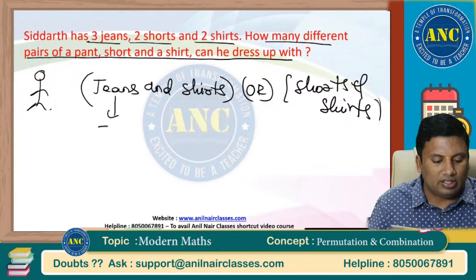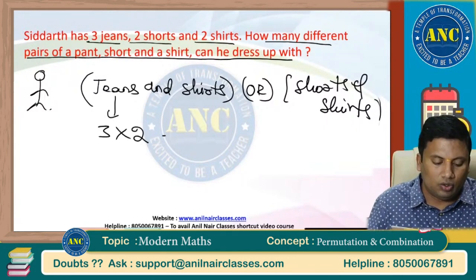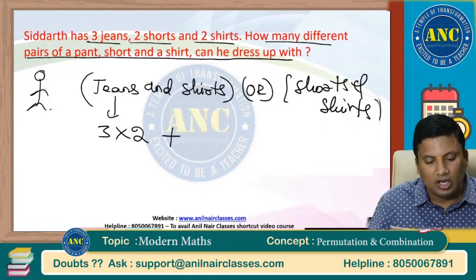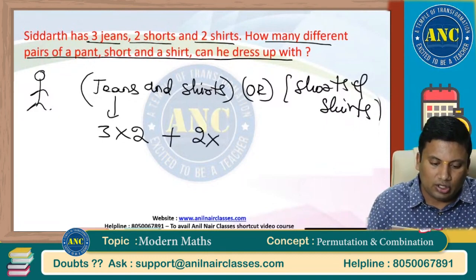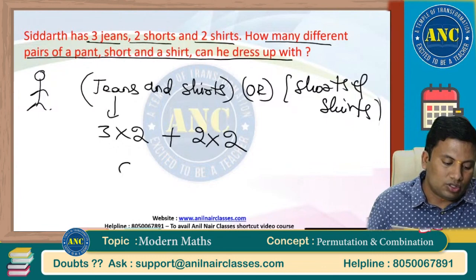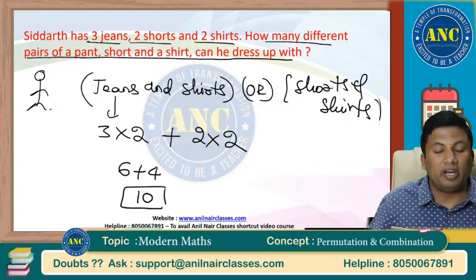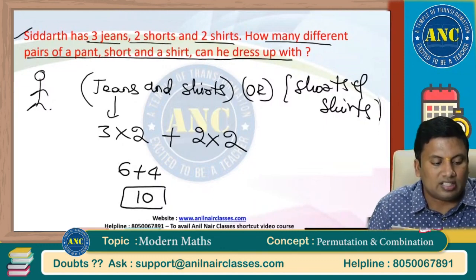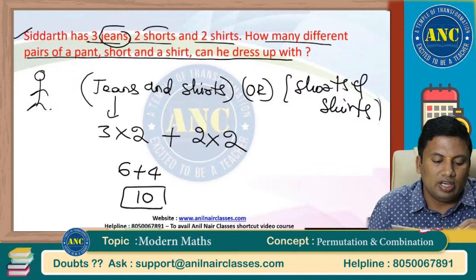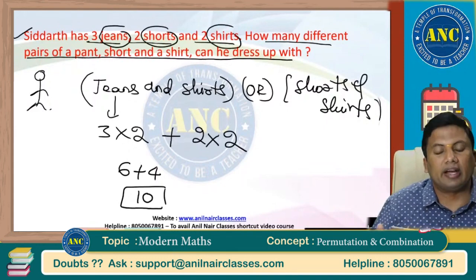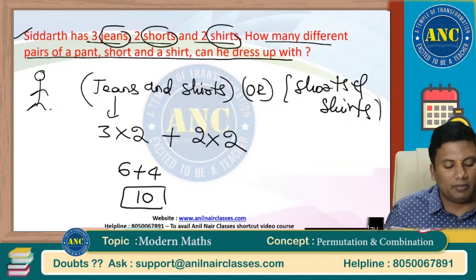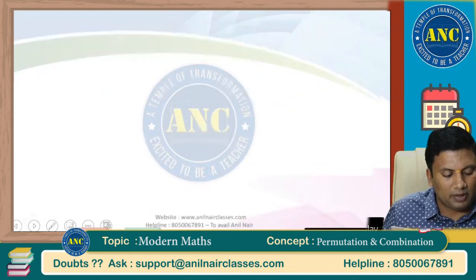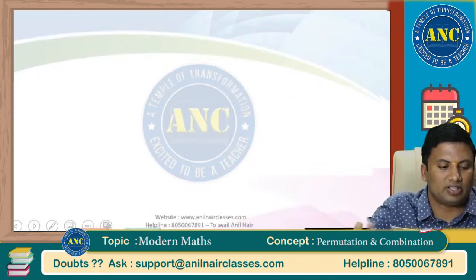There are 3 jeans here, shorts are 2, and AND condition is multiplication, OR is plus. So for shorts it is 2, shirts is 2. So 6 plus 4, it is nothing but 10. In how many ways can he dress up? The answer is nothing but 10. So Siddharth, with jeans, shorts and shirts, can dress up in 10 ways in total. This is the fundamental principle of counting.